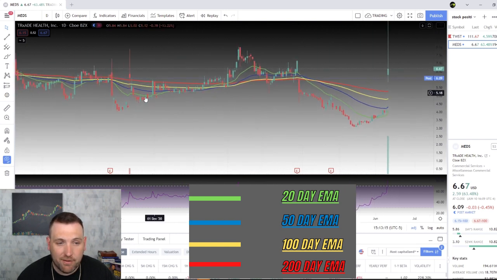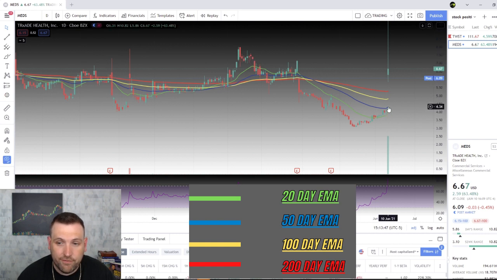And you can see that every time it gets too far below the 20-day, it pulls back. Every time it gets too high above the 20-day, it pulls back. So you're going to be using these for your entries and exits. But what exactly are we looking for? We're looking for the 20-day, the lowest time EMA, to cross over the highest time EMAs.